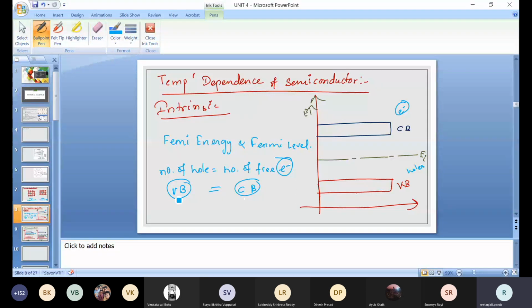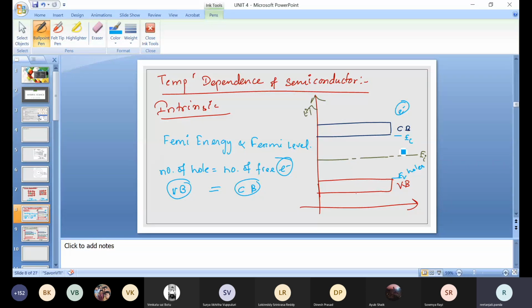Because it always balances each other, this Fermi energy will always lie at the average value of EC and EV. Okay, EC and EV mean what? The minimum energy level of the conduction band is EC and the maximum energy level of the valence band is EV. So at the mid of the distance between EC and EV, the Fermi energy is going to lie.